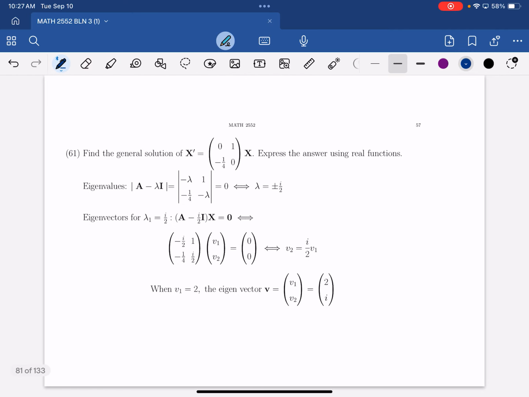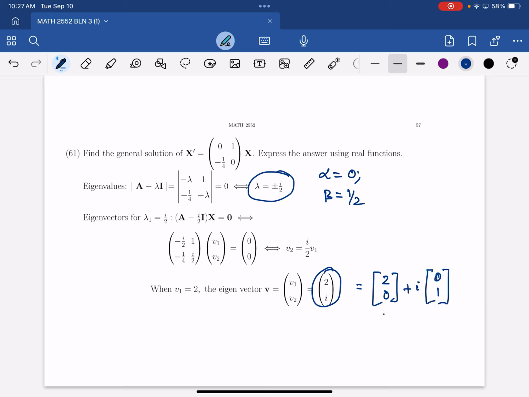Now, the next problem. I'm picking a different problem. This is again an easier problem, nothing complex. (0, 0) is the critical point. These are my eigenvalues, so my alpha is 0. My beta is 1/2. So this is my eigenvector. I'm going to break this into (2, 0) plus i times (0, 1). So this is my B1 and that is my B2, right?